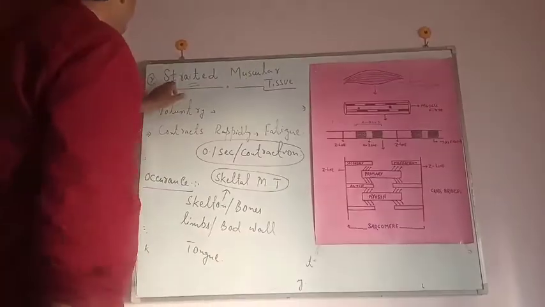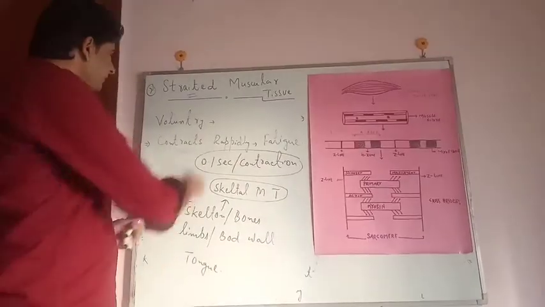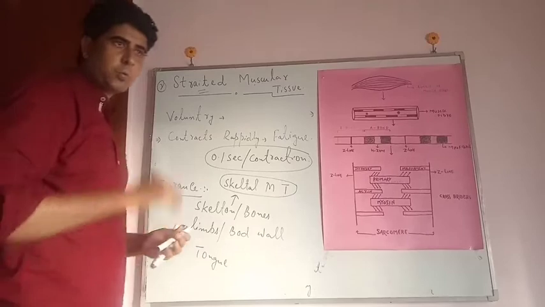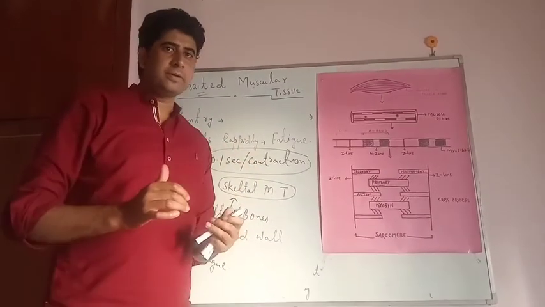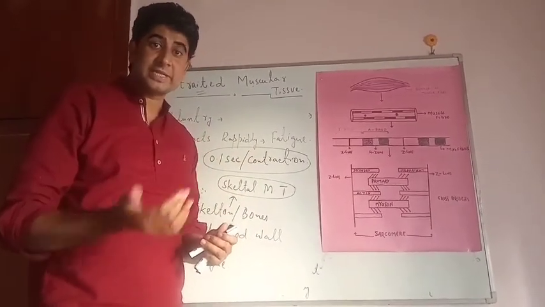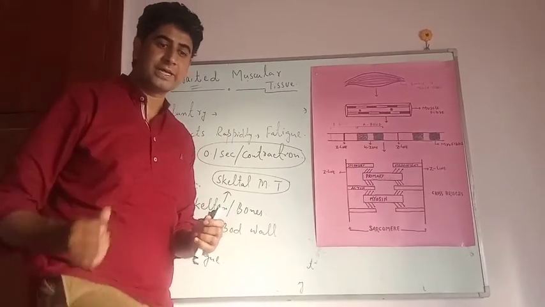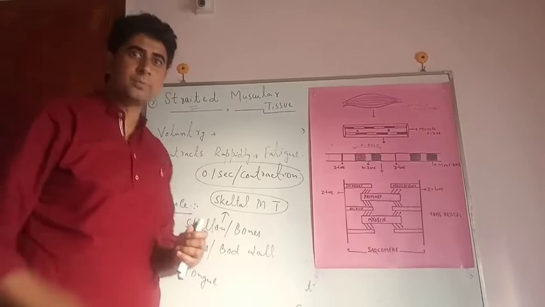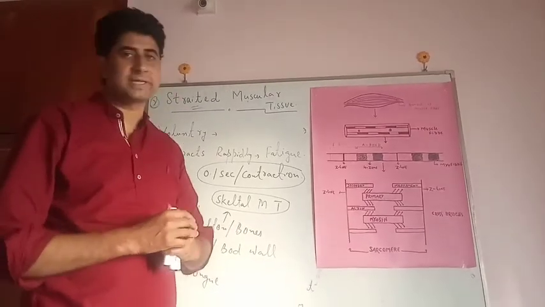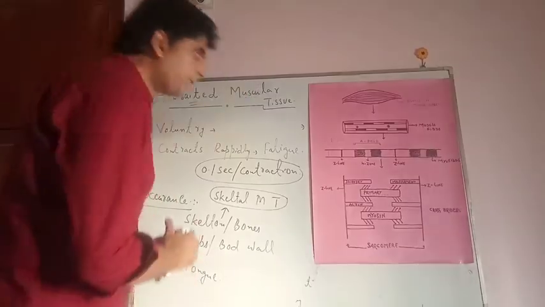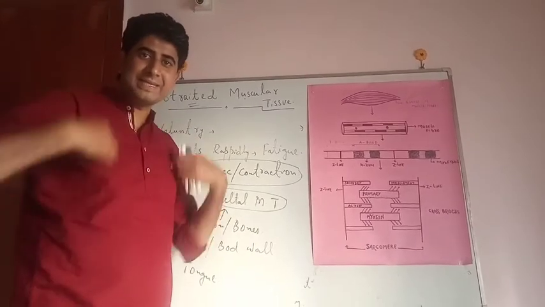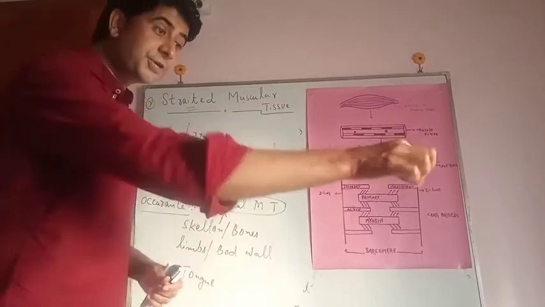Now, this striated muscular tissue is voluntary in nature. Voluntary का मतलब है it undergoes contraction as well as relaxation upon our will. For example, we can move the limbs. We can move our tongue. We can move our neck. We can move our body wall. Because upon these areas, there is present striated muscular tissue.